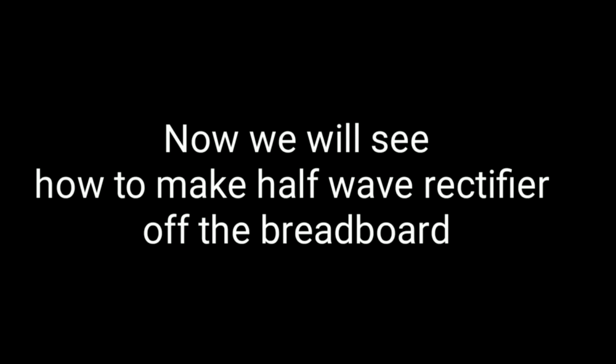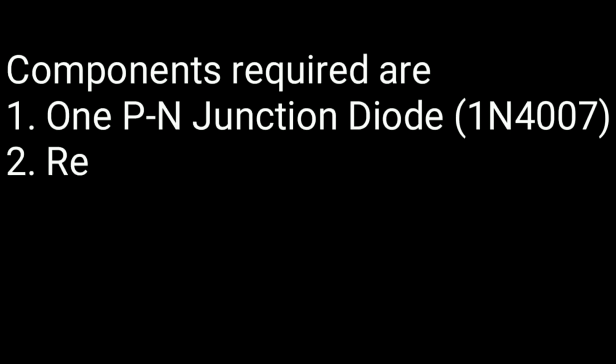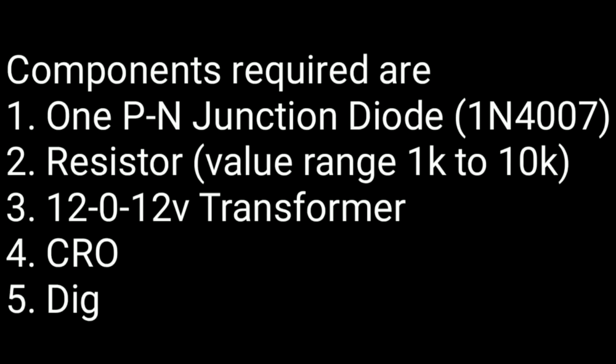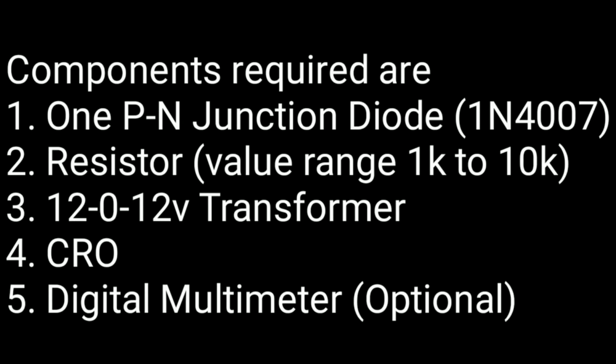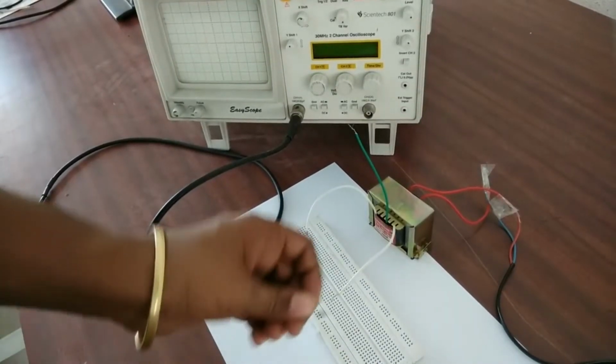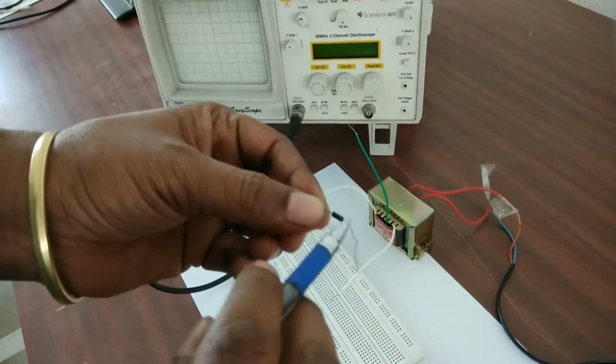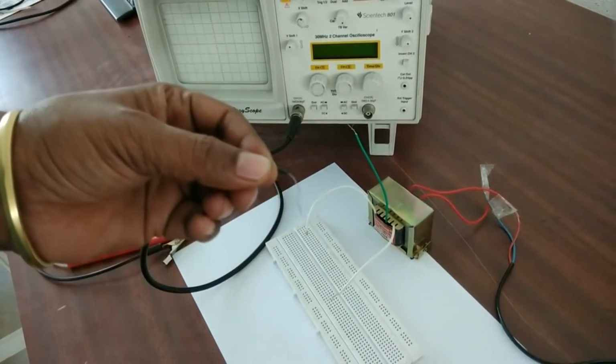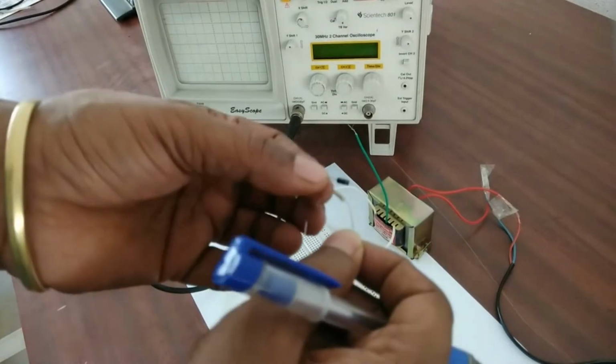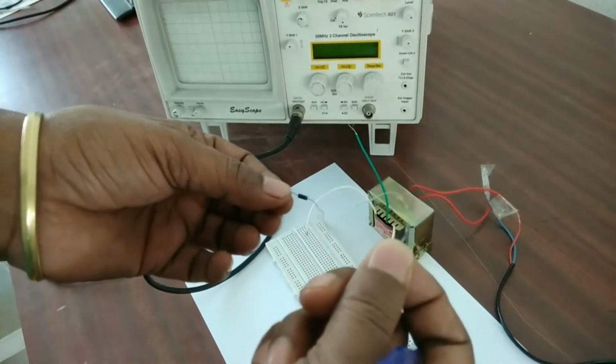Now practical of half-wave rectifier on the breadboard. It requires a PN junction diode, resistance, and a center tap transformer. Identify the cathode of the PN junction diode, which is marked by a silver ring on it. Now take the resistance.